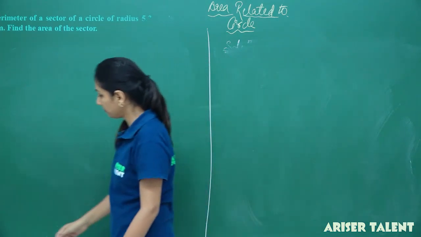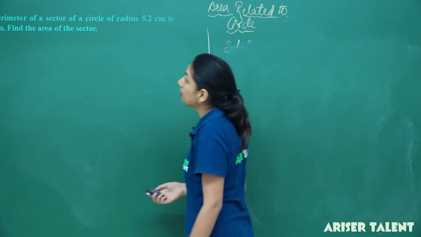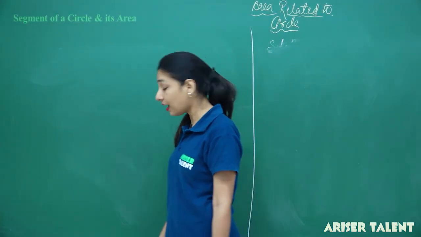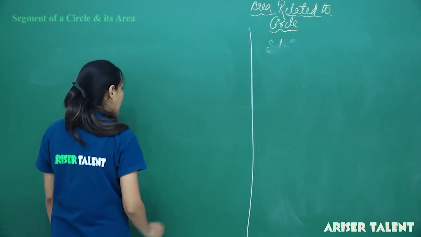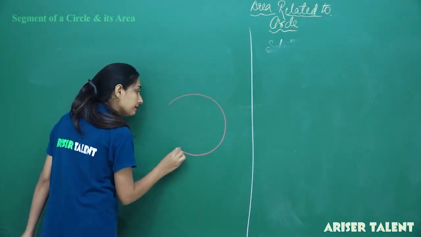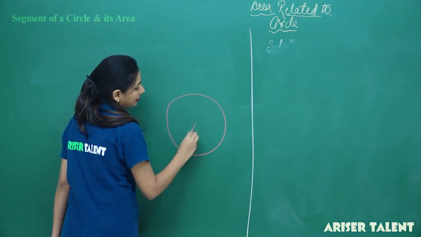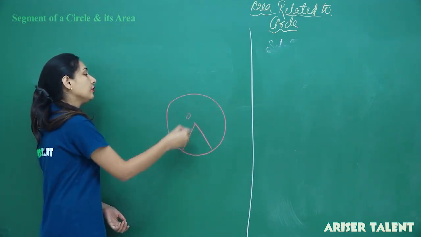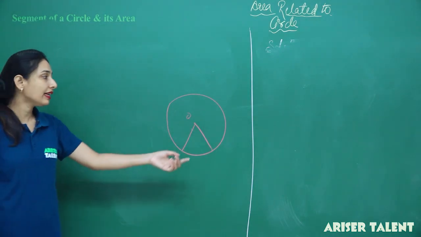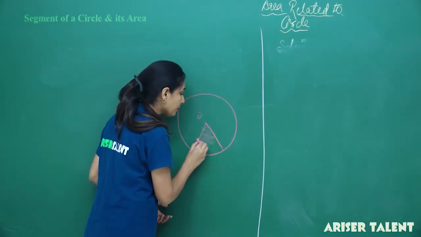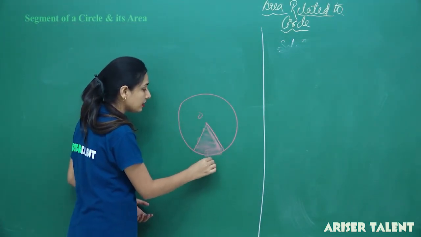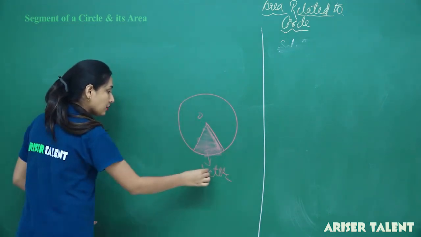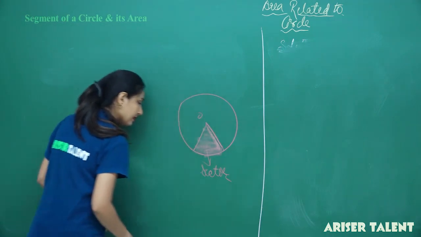So students, moving forward, we are having segment of a circle and its area. You have gone through that pizza sector. Okay, this was your center, you're having two radius and you're getting this portion, and this portion was known as what? Sector. Now the next one came into the picture, and that is something like this.